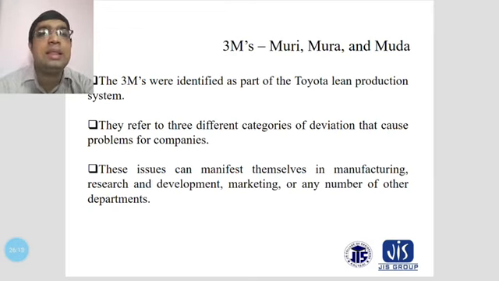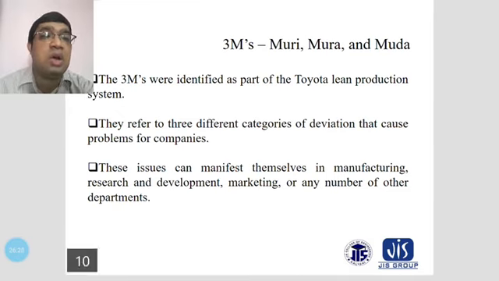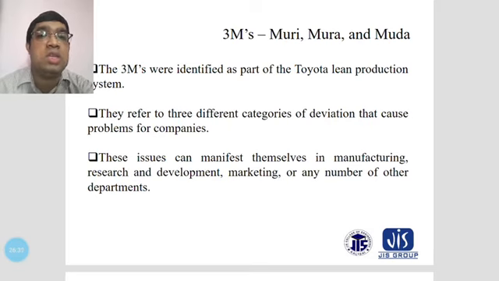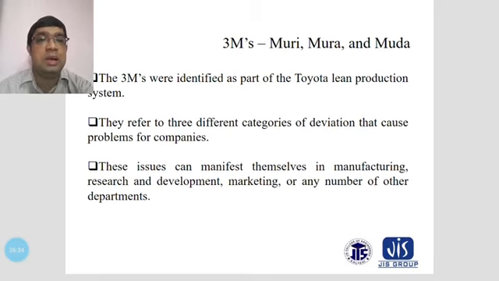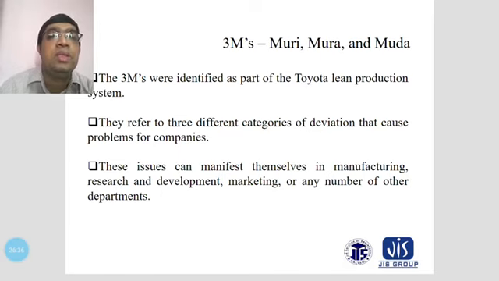And another thing, the 3 Ms, that is Muri, Mura and Muda. The 3 Ms are considered another important tool for the improvement of total quality management. The 3 Ms were identified as part of the Toyota lean production system. They refer to 3 different categories of deviations that cause problems for companies.